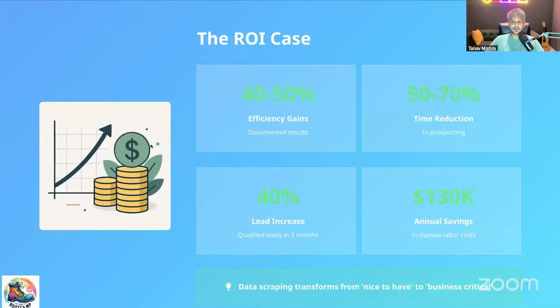So why should you scrape? Well, of course, the first thing is save time. 50% efficiency gains, that's what you're looking at compared to manual copy and paste work. 70% reduction of time in prospecting, lead increases, faster speed to lead, and of course, you can save money by letting BDRs concentrate on other parts of their job, so you can save money in manual labor costs.